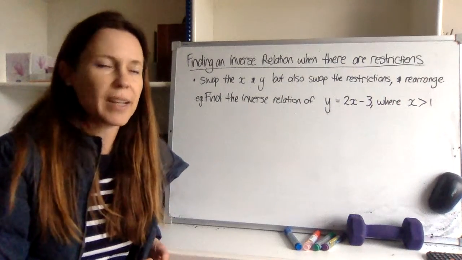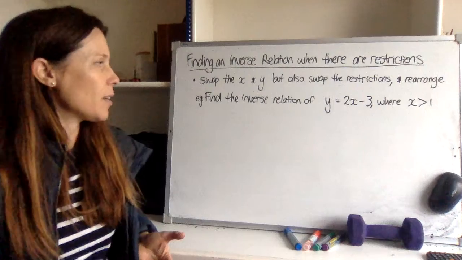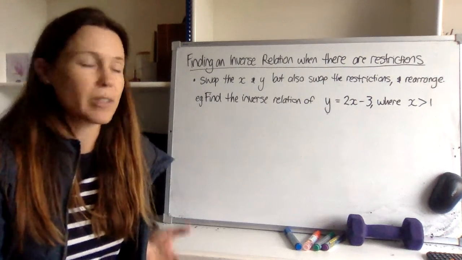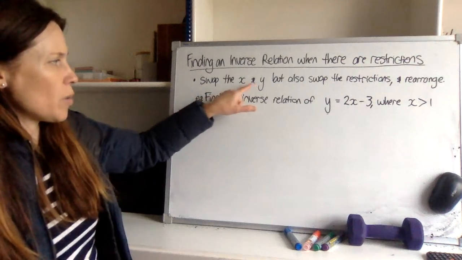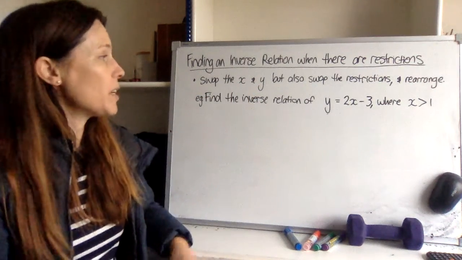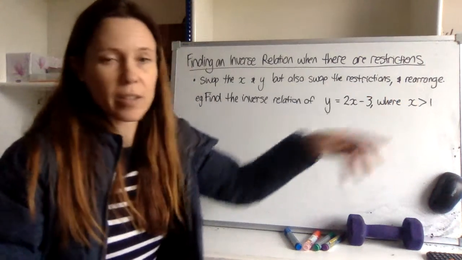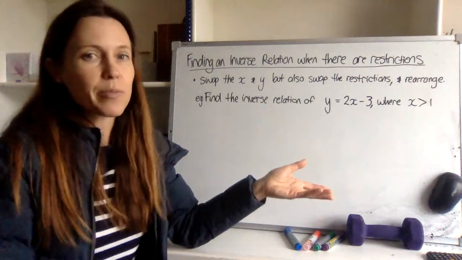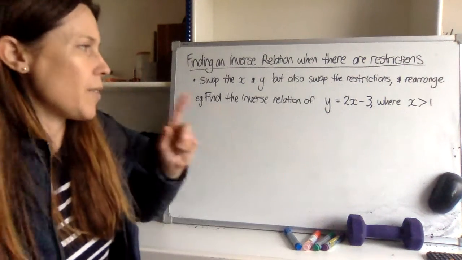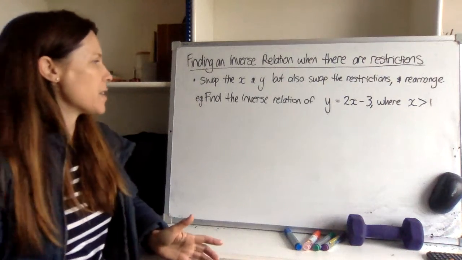Let's look at an example now where we actually have some restrictions in the original relation and we need to transfer those restrictions into the inverse relation. So we need to not only swap the x's and the y's in the formula, but we need to swap the restrictions as well. Then we need to rearrange not just the new formula so that it's in the form y equals something, we also need to rearrange the restrictions. Now that's the bit that people sometimes get confused with. So let's have a look at it in an example.